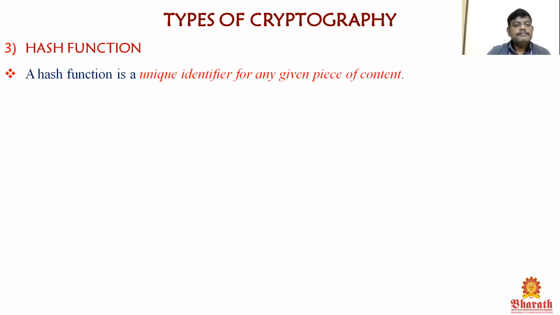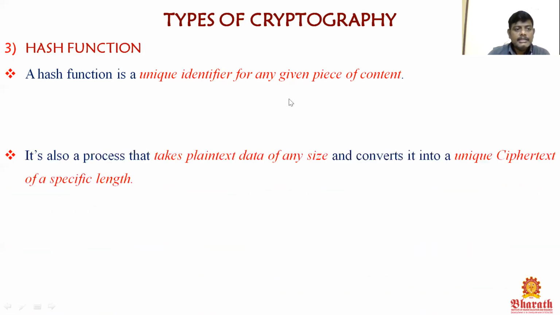The third one is the hash function. A hash function is a unique identifier for any given piece of content. You know secret key cryptography, you know public key cryptography. There is a concept of encryption and a concept of decryption, but the hash function is totally different. A hash function is a unique identifier for any given piece of content.